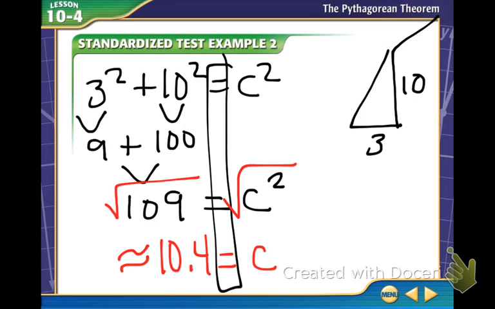Okay, so check how you did. Substitute in the 3 and the 10 for the a and the b, and solve. Remember to use your calculator to square root the 109 and round it to the nearest tenth. So the length of our ladder is about 10 4/10 feet.